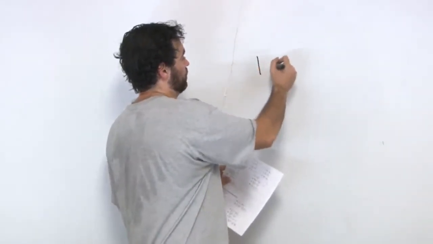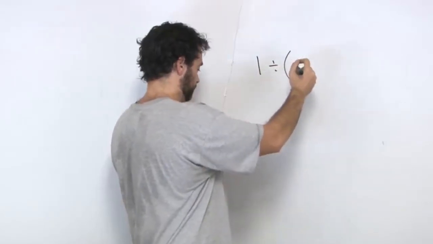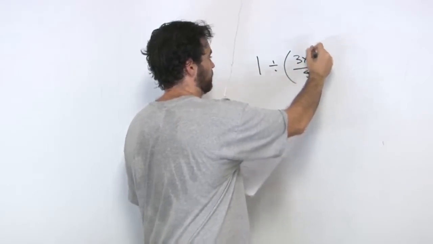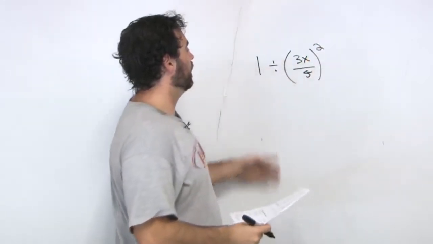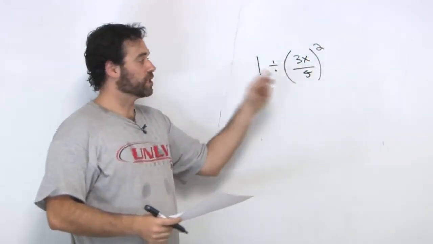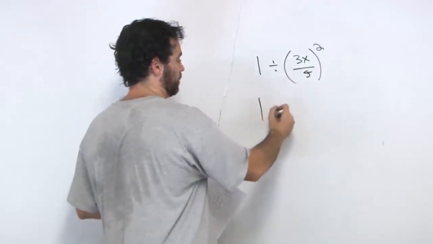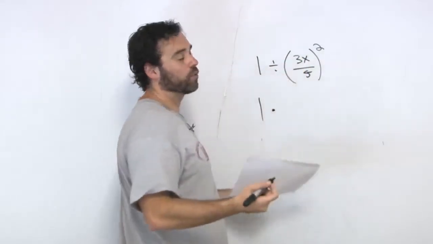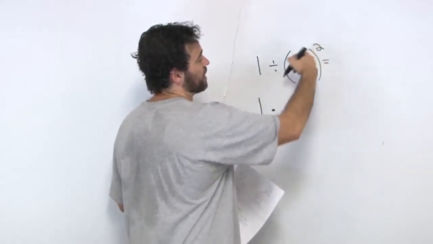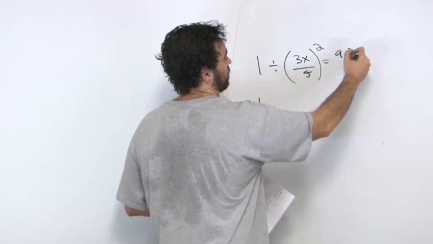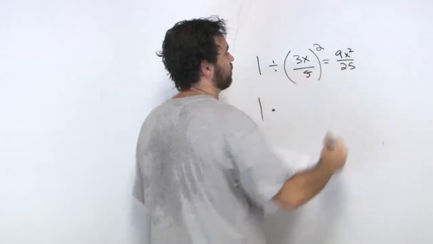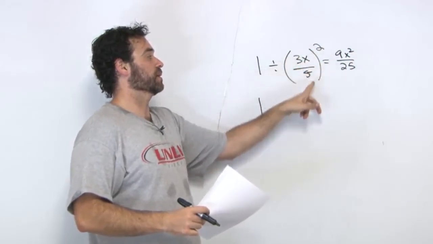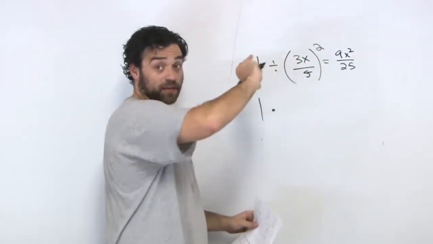And we say that 1 divided by 3x over 5 squared. Again, change that to a multiplication and take the reciprocal, but you probably want to work it out first. So when we work this out first, we get 9x squared over 25. Remember our power to a power rule: 3 squared is 9, x squared, and 5 squared is 25. So we're going to flip that.